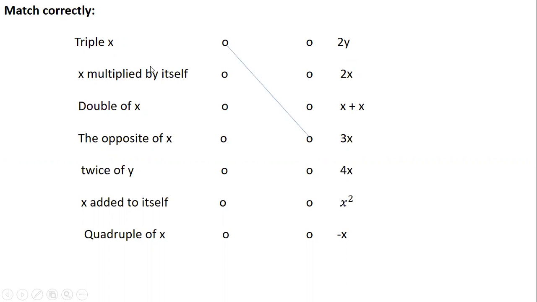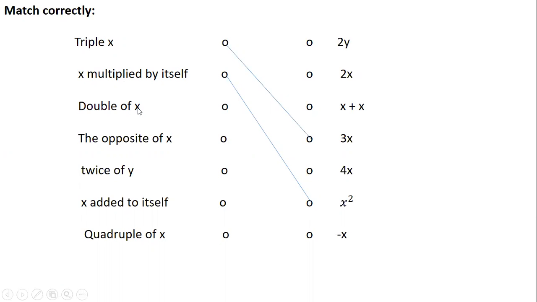Now x multiplied by itself. We multiply the x by itself. Which one of them is it? X plus x? No, x multiplied by itself, not added to itself. That one is added. X multiplied by itself is x squared. Why? Because x multiplied by itself means x times x. What does x times x mean? It means x squared.